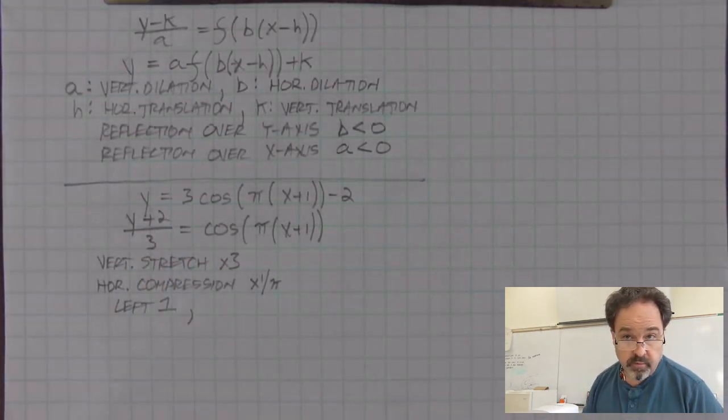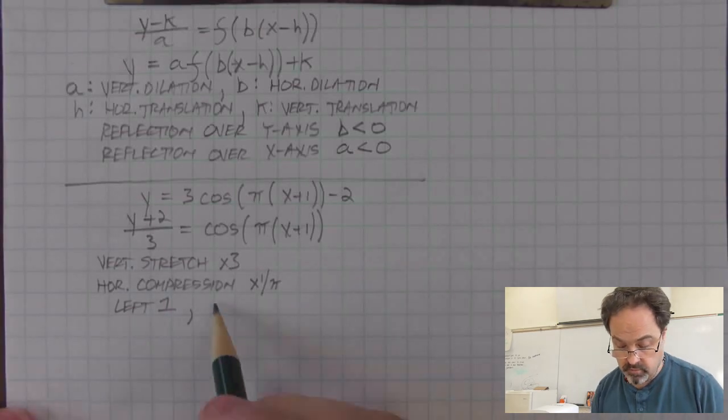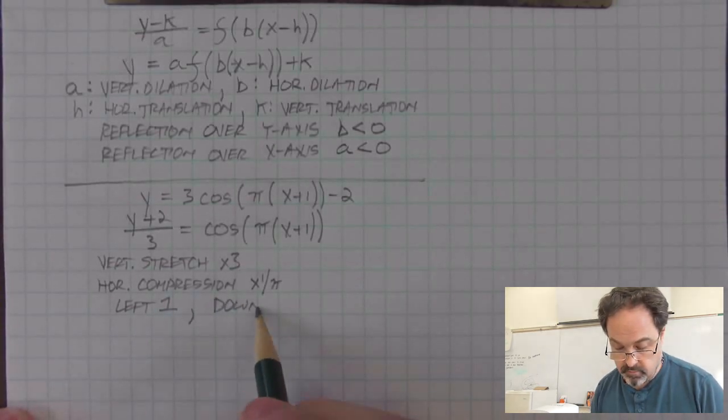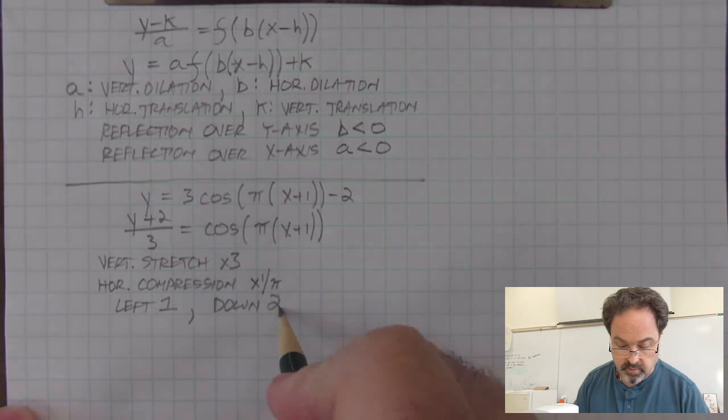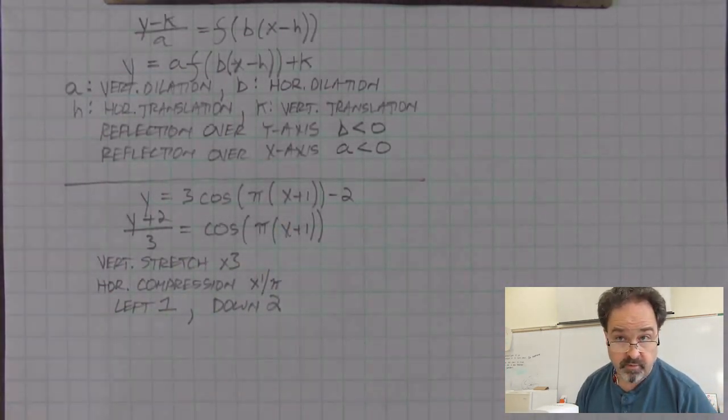The 2 is being added to y, so it's a vertical translation or slide. And when we see addition, we think up, but it's counterintuitive. We're going to go down by 2. This is a description of what's happening to the cosine function.